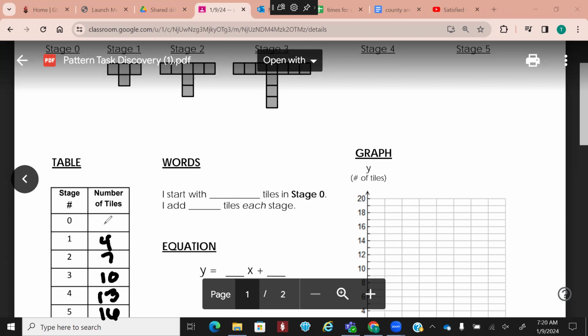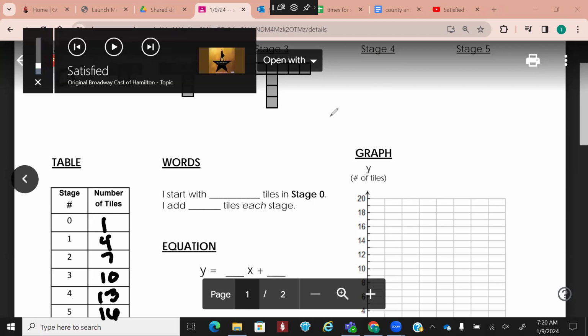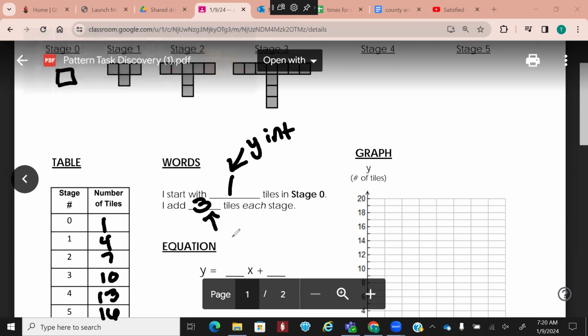And so how many should there be at stage 0? Not 0. There should be 1. Yeah, I know they didn't draw one, but okay. All right. So how many did we start with? How many did we start with? Okay. And I add how many each time? Okay. So this is like your y-intercept. So that's your initial. And then you add 3 tiles to each stage. And that's going to be your slope.